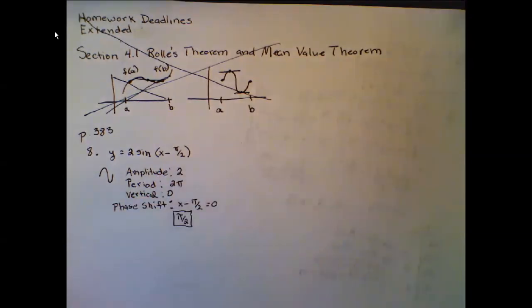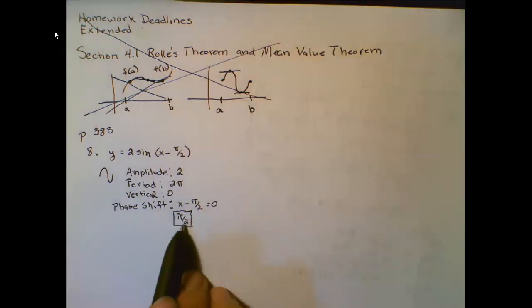And that's what I would enter for the phase shift in my math lab, and it would automatically move the graph to the right pi over 2. So for the phase shift, you'll put in pi over 2. You won't put x minus pi over 2. This is just how you find it, but you would say the phase shift is pi over 2.